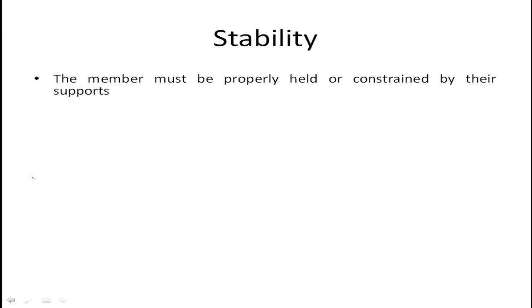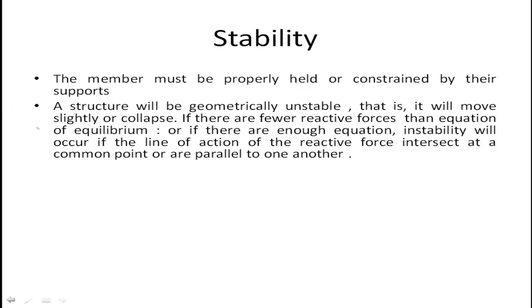Now we have the stability of a structure. What is it actually? The members must be properly held or constrained by their supports to ensure the proper stability of the structure. The structure will be geometrically unstable, that is, it will move slightly or collapse, if there are fewer reactive forces than equations of equilibrium. Instability will also occur if the lines of action of the reactive forces intersect at a common point or are parallel to one another.